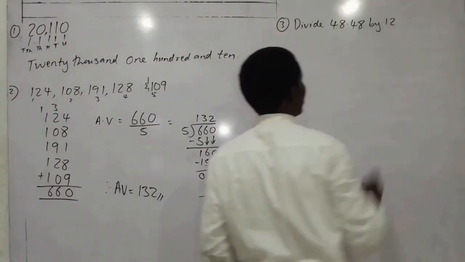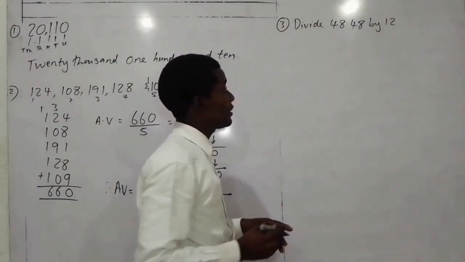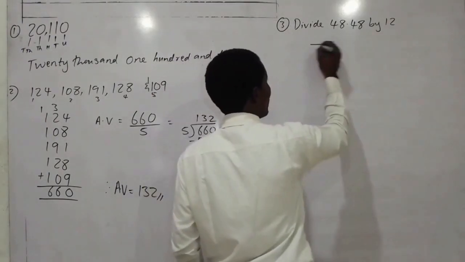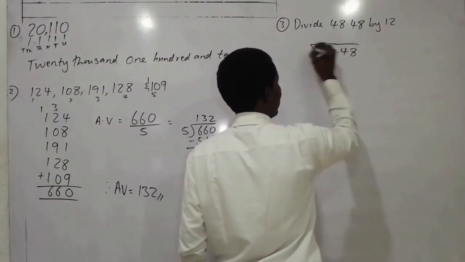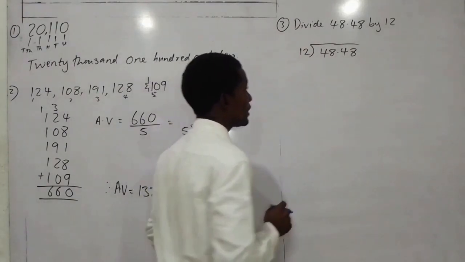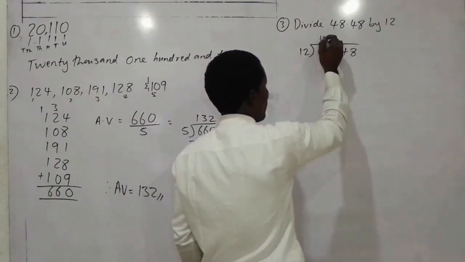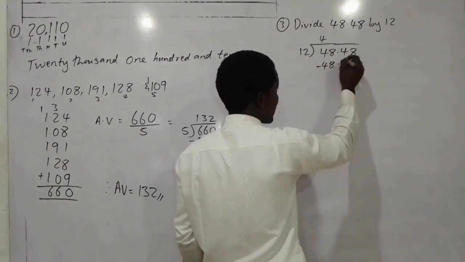So, divide 48.48 by 12. Now, we use our long division. 48.48, and dividing by what? By 12. Using our long division, 12 can go in 48 how many times? 4. 4 times 12, that will give me 48. I subtract, bring this down.